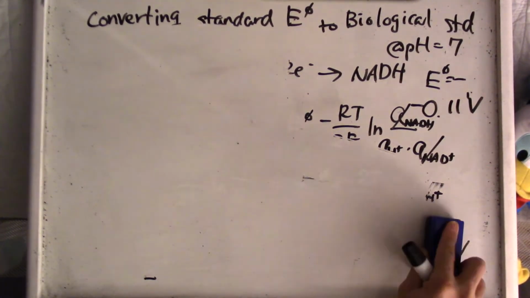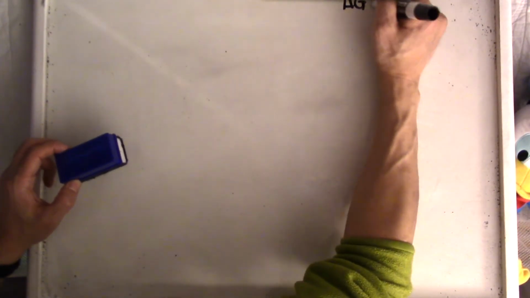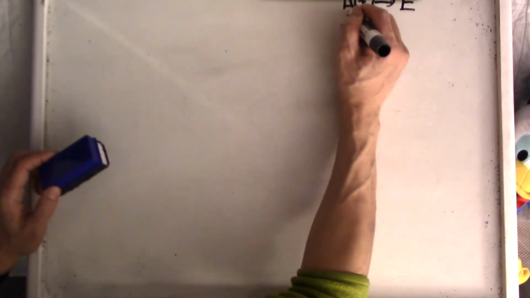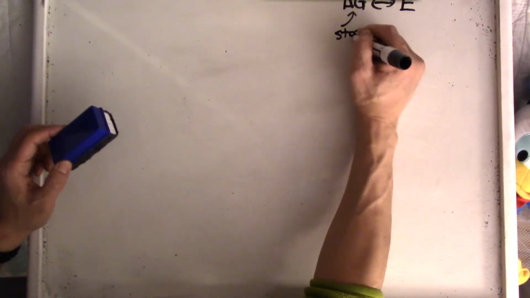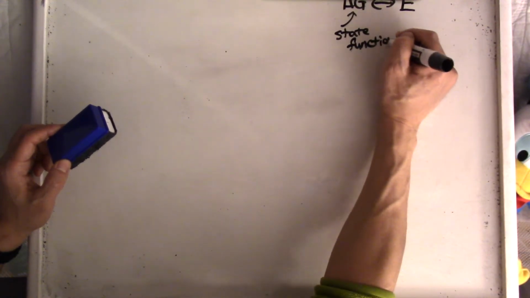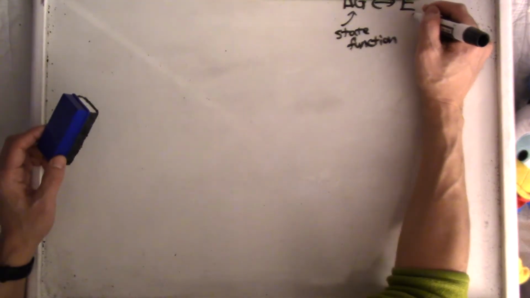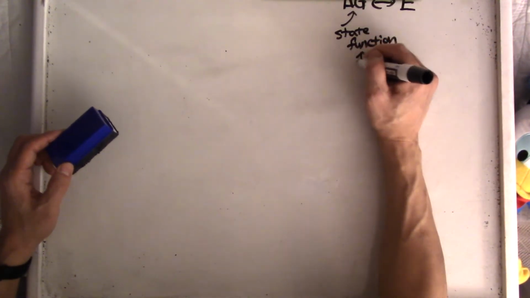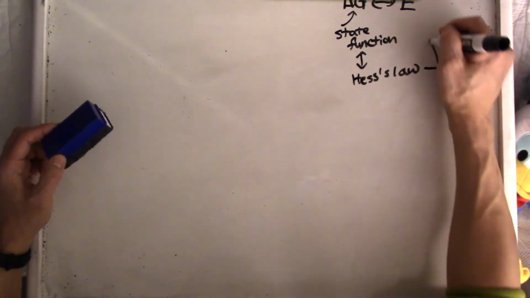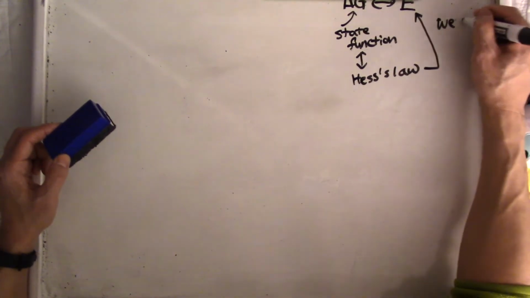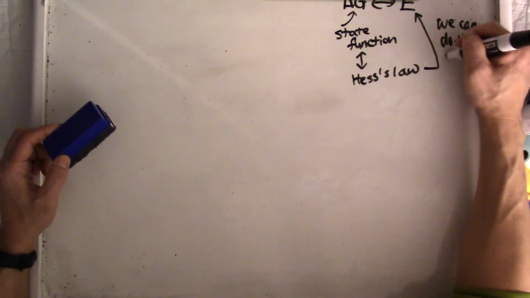So now, what else? Of course, now the delta G and E are related, right? And then remember, delta G is a state function, right? Which means it's path independent, right? So which means E is probably going to be a state function as well. So keep that in mind. State function means we could use Hess's law, right? So which means we can also do this as well.